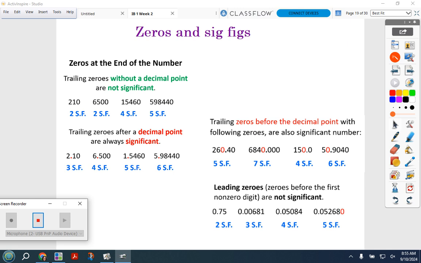If you have trailing zeros at the end, and there's no decimal point, we assume that they are not significant, okay? So 210 with no decimal point has 2 sig figs. The 0 is not significant, okay? If, however, we have a decimal point and we have zeros after the decimal point, trailing zeros, they are always significant because those are telling us something about the precision of our measurement, okay?